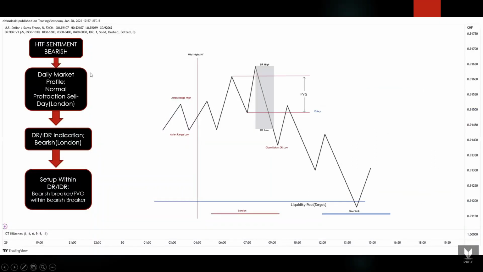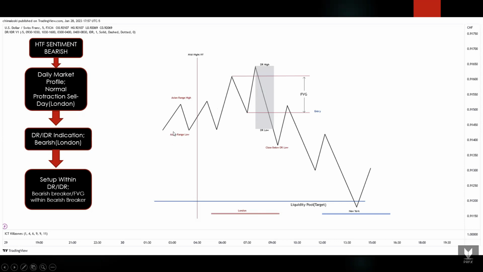Now, this is what combining everything that I just talked about so far would look like. You have the higher time frame sentiment. In this case, we're looking at a bearish market. It is bearish. And then the daily market profile could be a normal protraction sell day within that trading kill zone, be that London or New York. In this case, it is a normal protractionary sell day, okay?